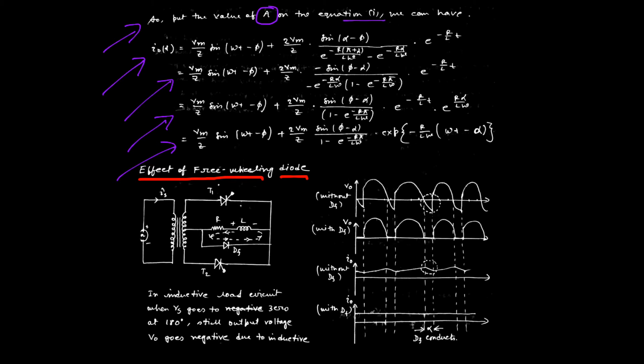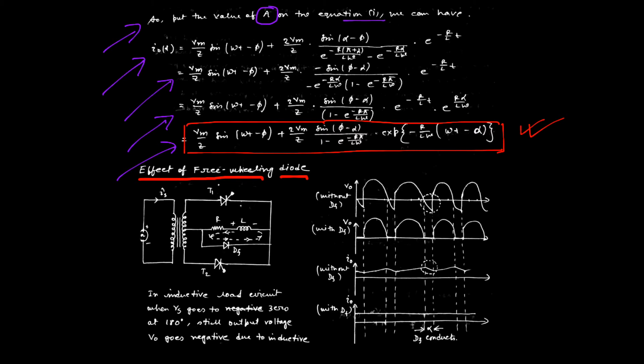So this is the final expression through which we can define the transient current during RL operation in the case of the full wave rectifier. This is the final expression for the total solution of the current. Okay.